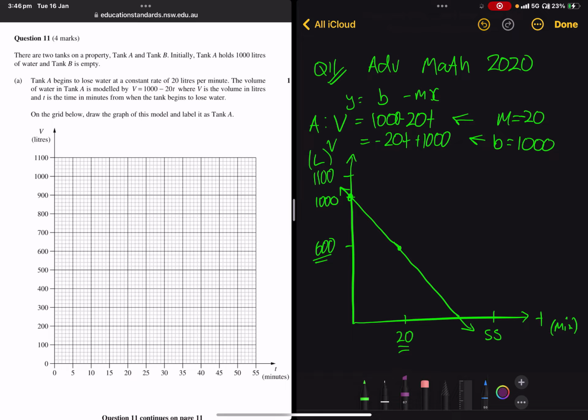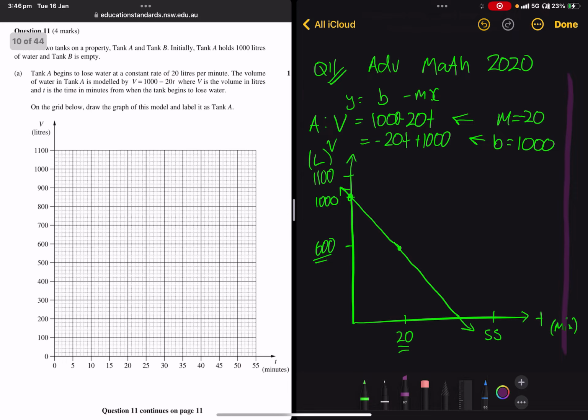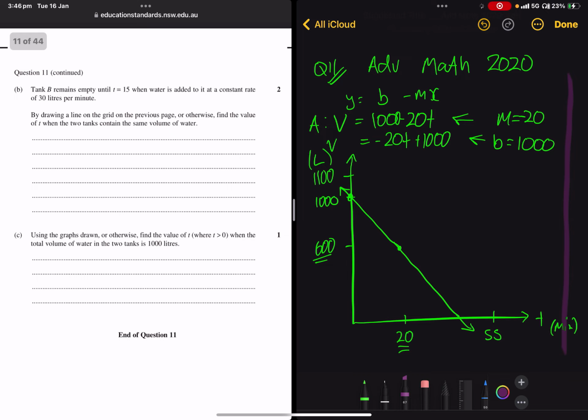So this, or something along these lines, is going to be your first mark. So this is just worth 1 mark. Very, very straightforward, linear graphing. Nothing overly difficult here. Now for part B, so this is our part A.